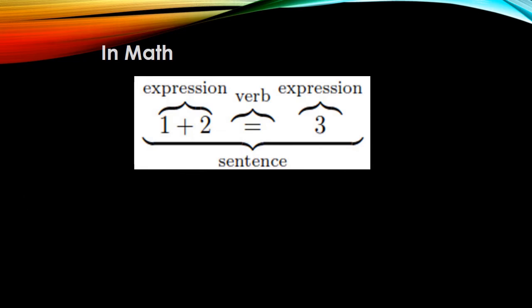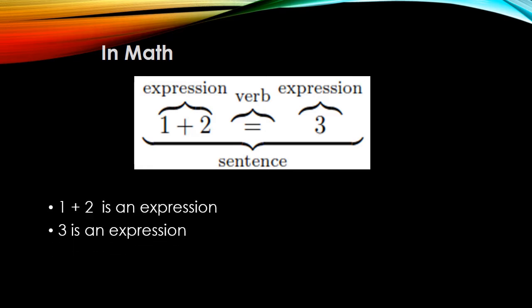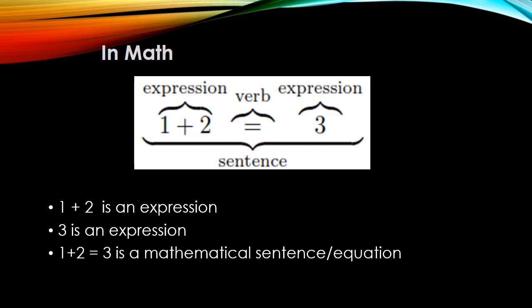This is the summary of what a mathematical sentence is. 1 plus 2 and the number 3 are expressions. And 1 plus 2 equals 3 is a mathematical sentence. And the equal sign is the verb.